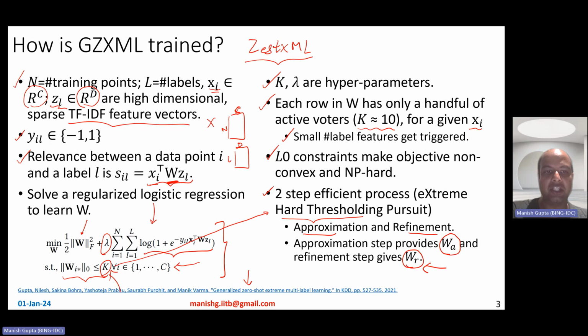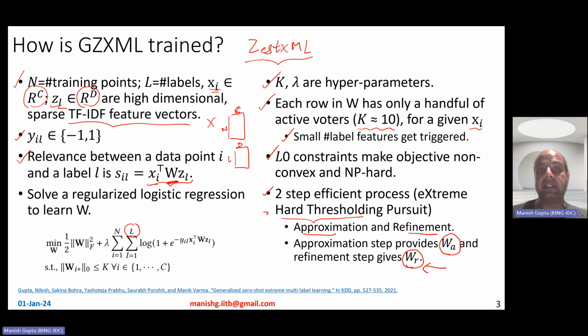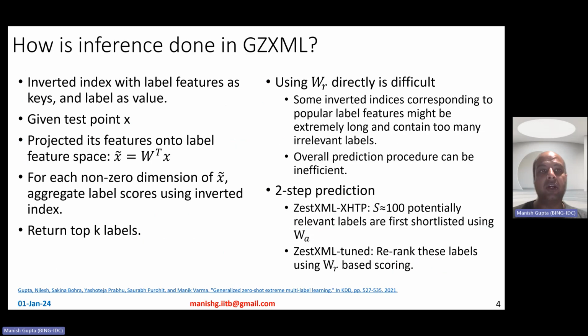If one were to do inference across the entire set of labels, it would take an insanely large amount of time, because the number of labels L is very large. What you typically want is O(log L) time. Therefore, they propose to use inverted indexes so as to make the processing much faster.